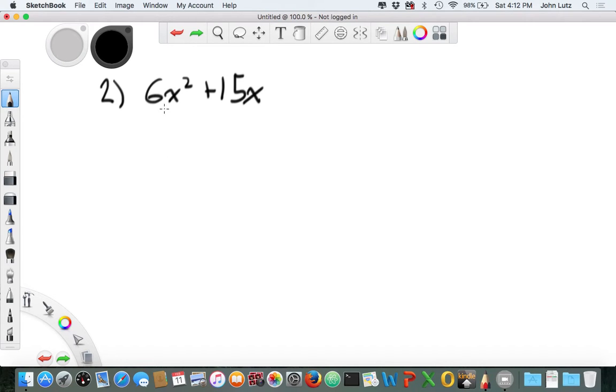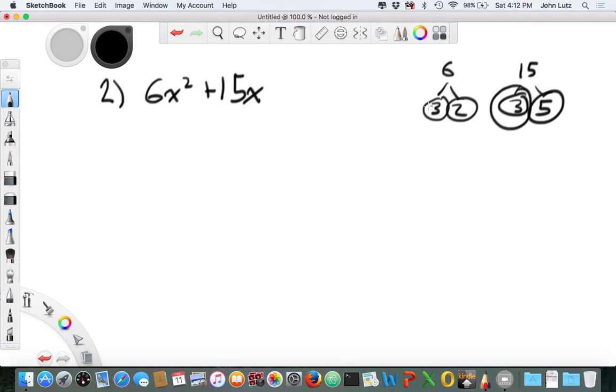Now I notice that in this case there's a variable associated with each of them. Each one has at least one x. So I will make my factor trees. 6 is 3 times 2, and 15 is 3 times 5. So our greatest common factor are the 3's. Okay?